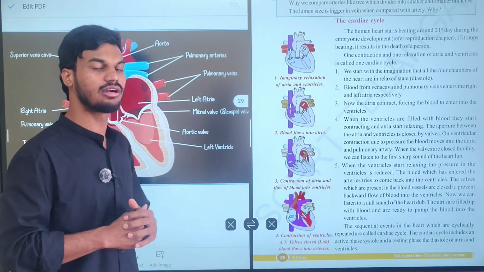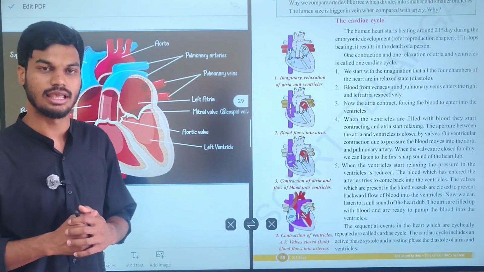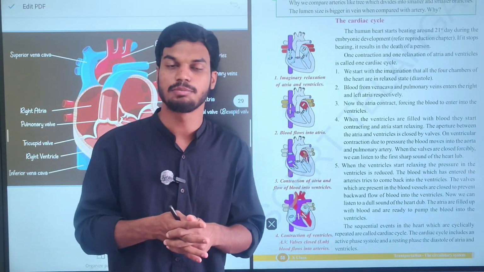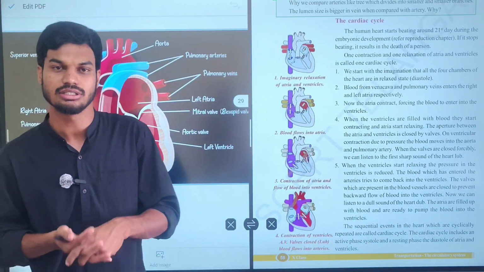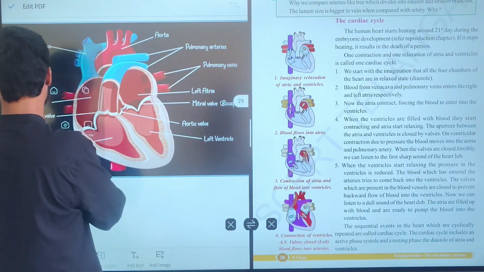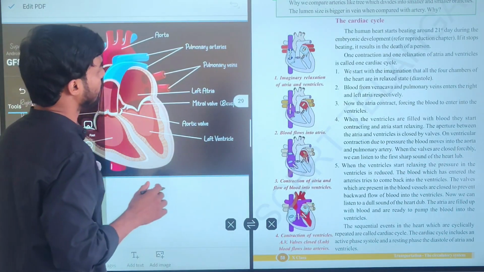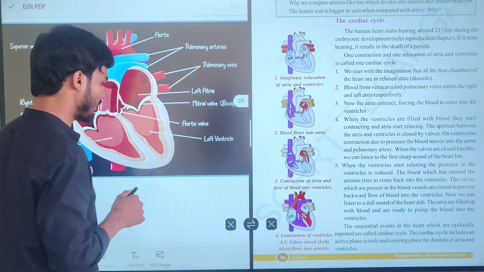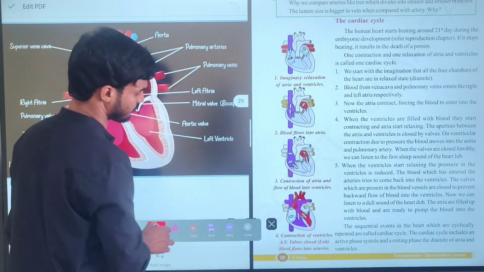Today we are going to discuss the cardiac cycle. What is the cardiac cycle? How does the cardiac cycle take place in our human heart? First, coming to our heart. We know that it is a heart, right? So in the heart, the cardiac cycle. What is meant by cardiac cycle?